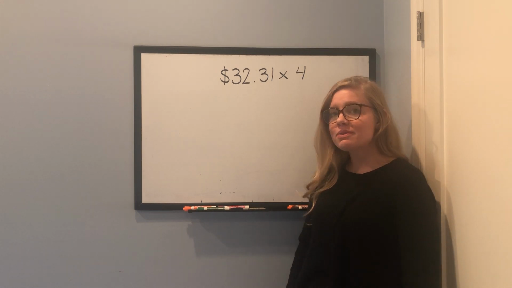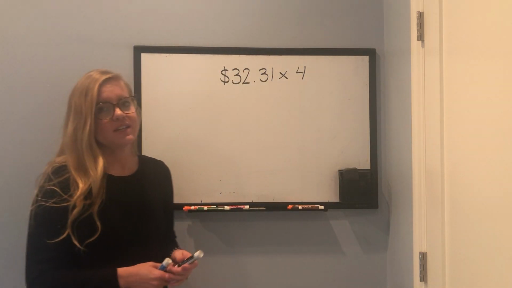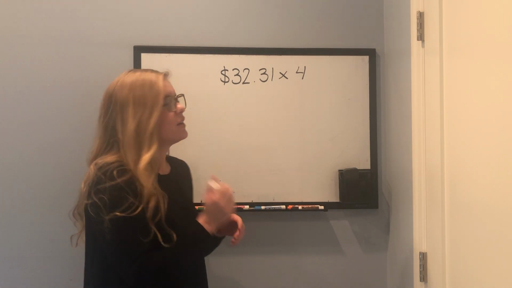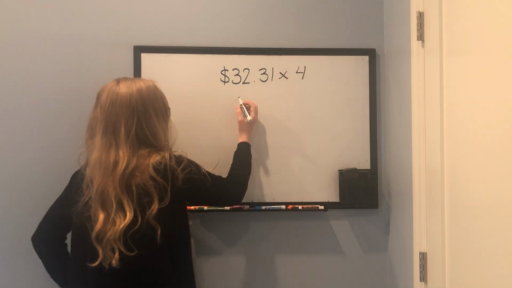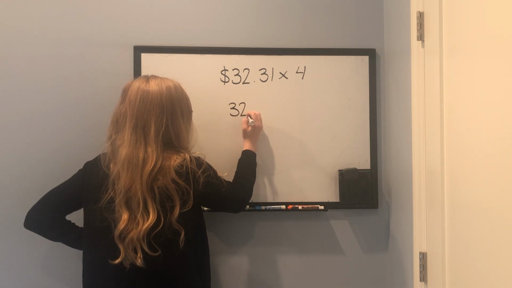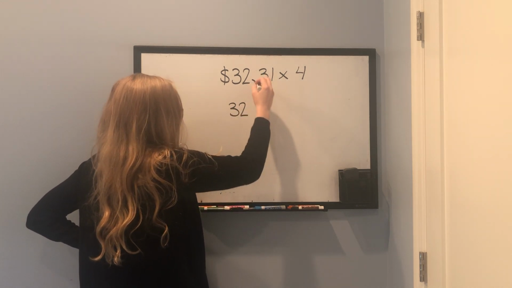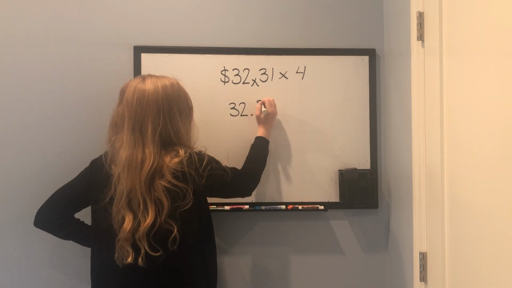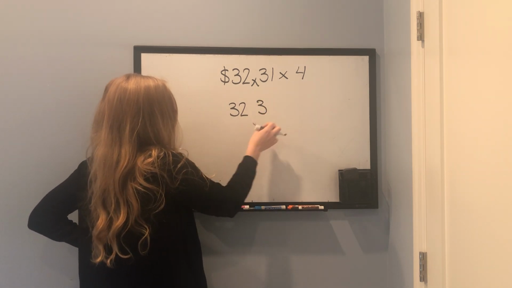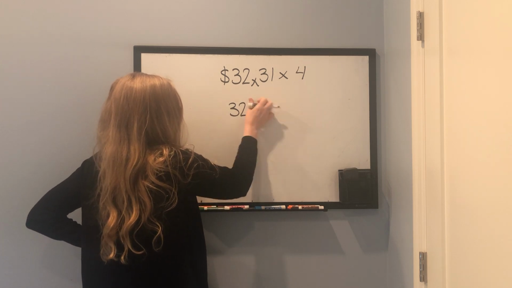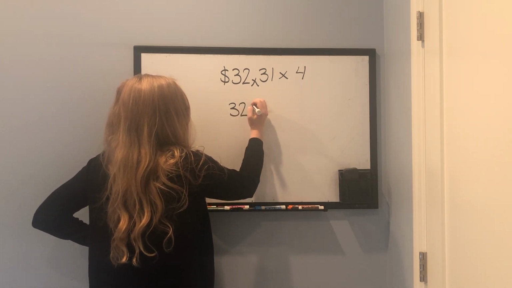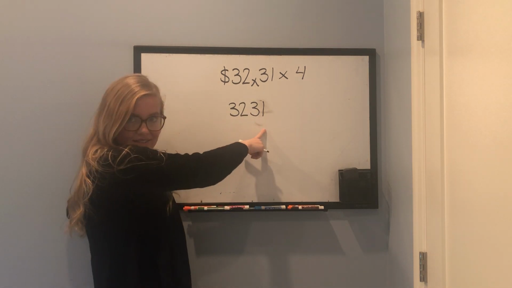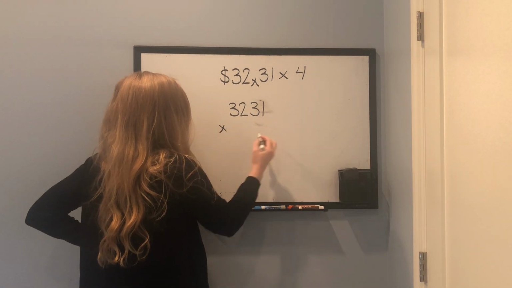All right, scholars, we're coming back together to solve this problem together. Remember, we can set it up just like the standard algorithm to start. So we have $32. We're going to ignore that decimal point until we're all done. So $32.30, oops, I added in there, silly Mrs. Halverson. $32.31, or 3,231 cents, times 4.